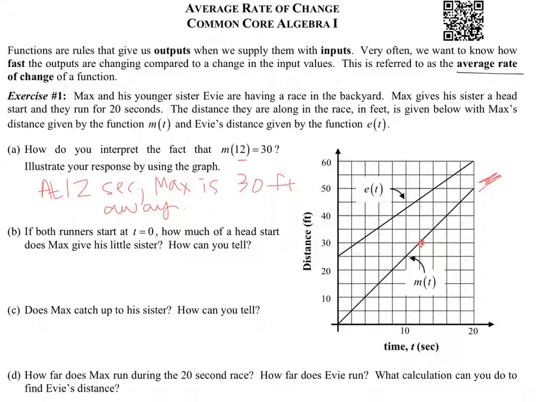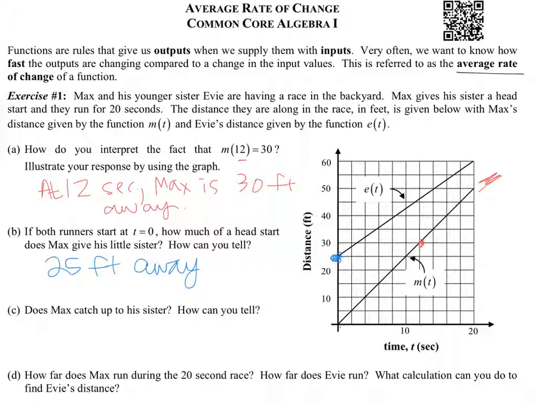And then if both runners start at t equals 0, how much of a head start does Max give his little sister? So let's look at Max's little sister here. She starts at, so it looks like that's going up by 5s. She starts 25 feet away because at 0 seconds, on the y-axis, she is starting at 25.